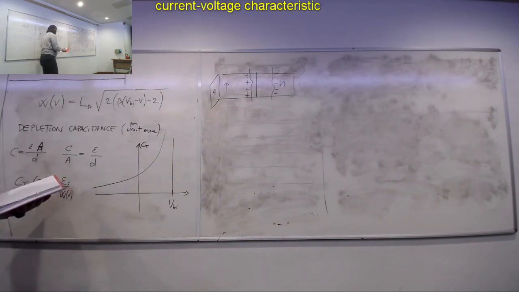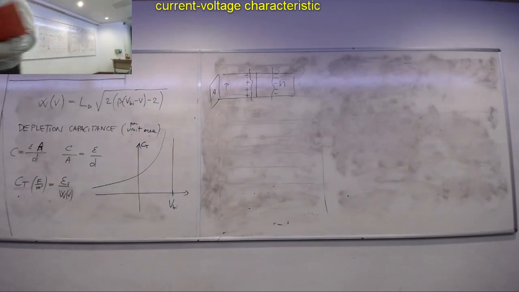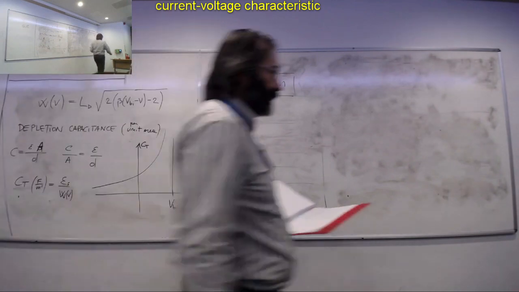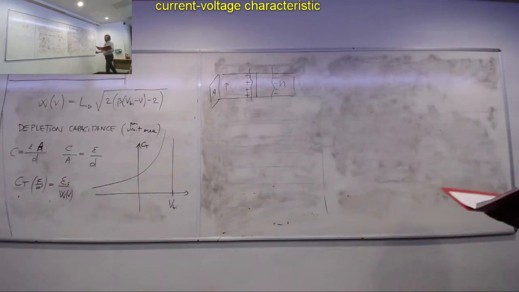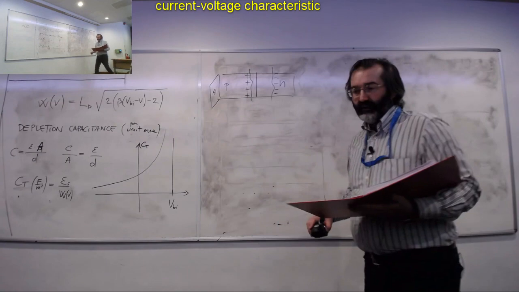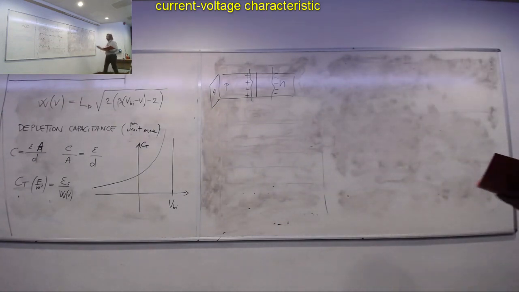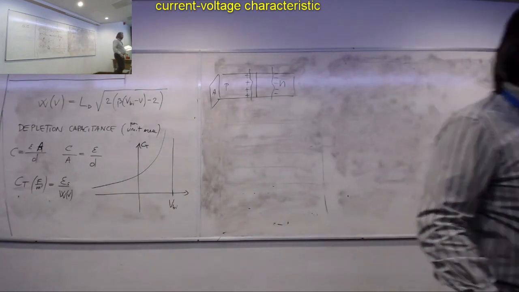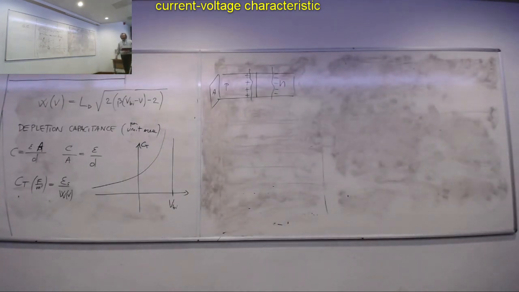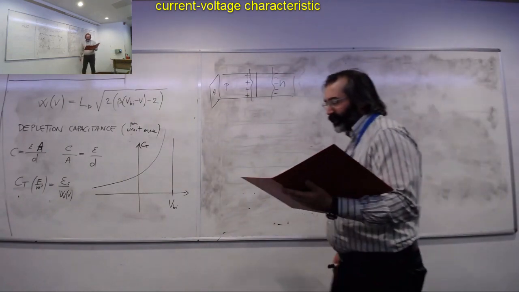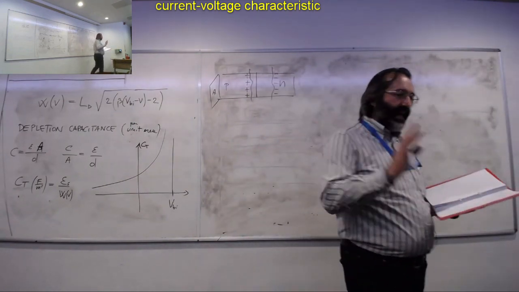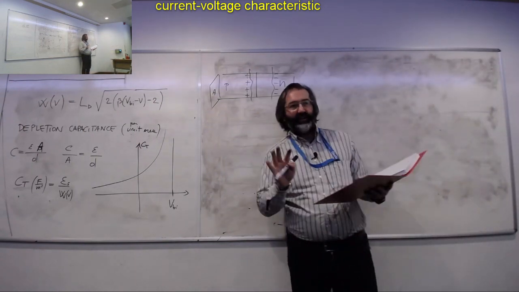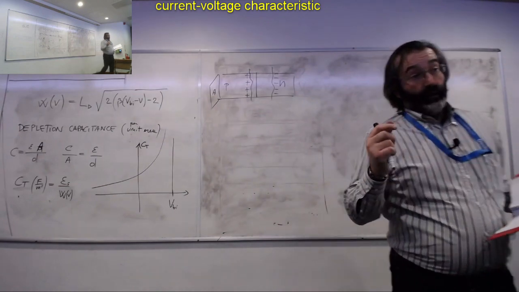So that's really the depletion capacitance, and now we move to the biggest part of this lecture, which is the current-voltage characteristic of my PN junction. Before I start going through to understand why the PN junction has the electronic behavior it has, everything we say is based on 4 fundamental assumptions.